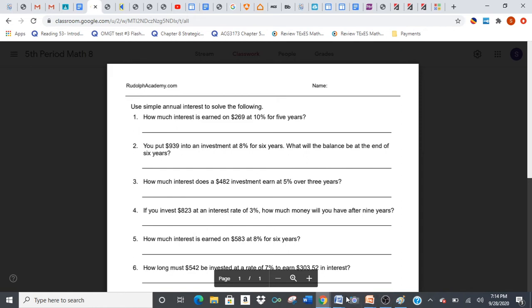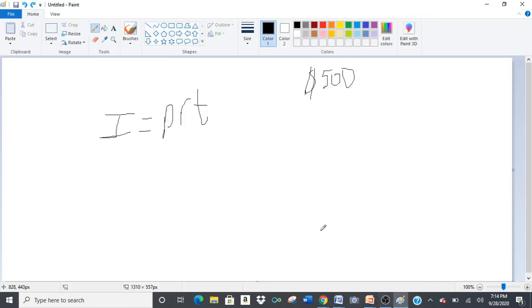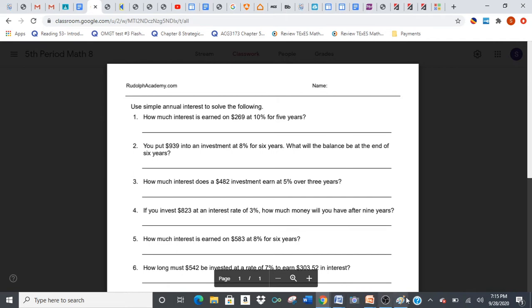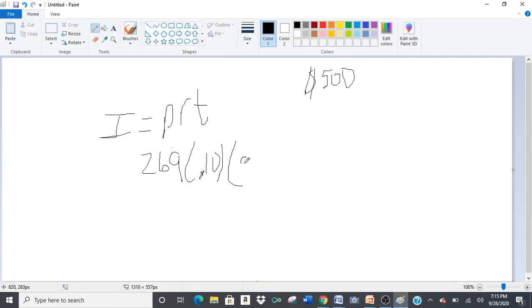How much interest is earned at $269 at 10% for 5 years? So your principal would be $269. The rate is 10%, which we have to turn into a decimal. So it'd be 0.10. And your T, the time, is 5 years. And this all equals I.